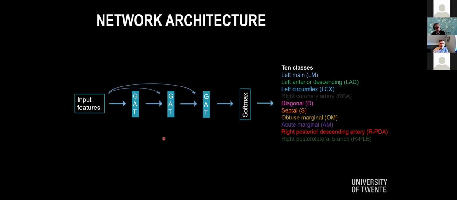So in this case, we stacked 3 of these graph attention layers, used dense connections to make sure that the input features were also used in the second and in the third layer as input, and then a softmax layer performed a 10-class classification into these 10 different segment classes.